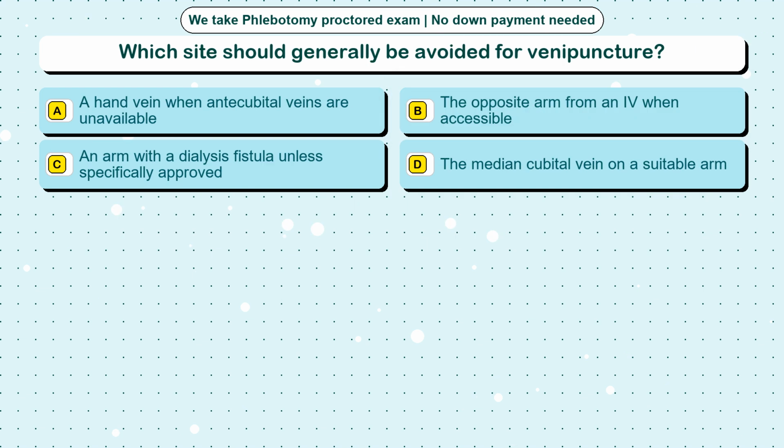Question 39. Which site should generally be avoided for venipuncture? Option A. A hand vein when antecubital veins are unavailable. Option B. The opposite arm from an IV, when accessible. Option C. An arm with a dialysis fistula unless specifically approved. Option D. The median cubital vein on a suitable arm.